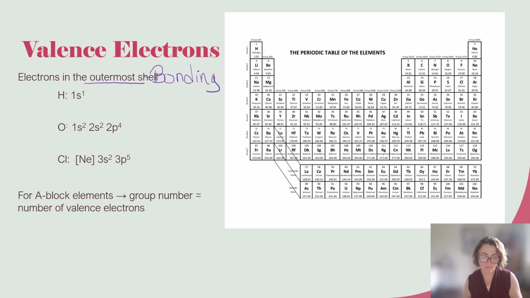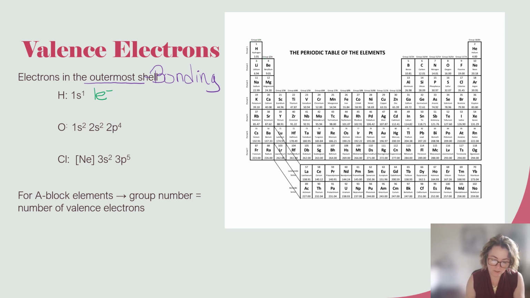All right. So I want to focus on hydrogen first, right? So hydrogen sits right here. Hydrogen's configuration is 1s1. It only has one electron. That one electron is in the outermost shell, which is shell 1. And so we have one valence electron for hydrogen.